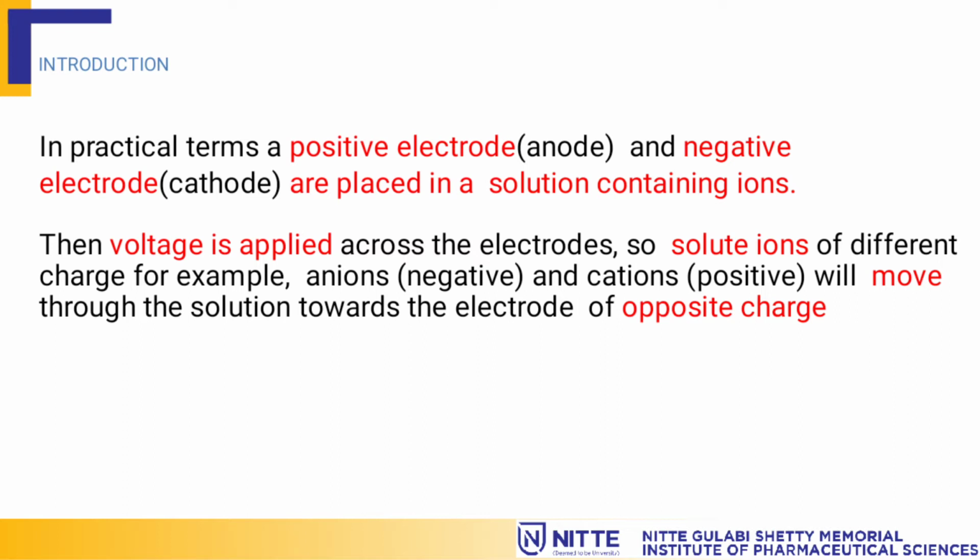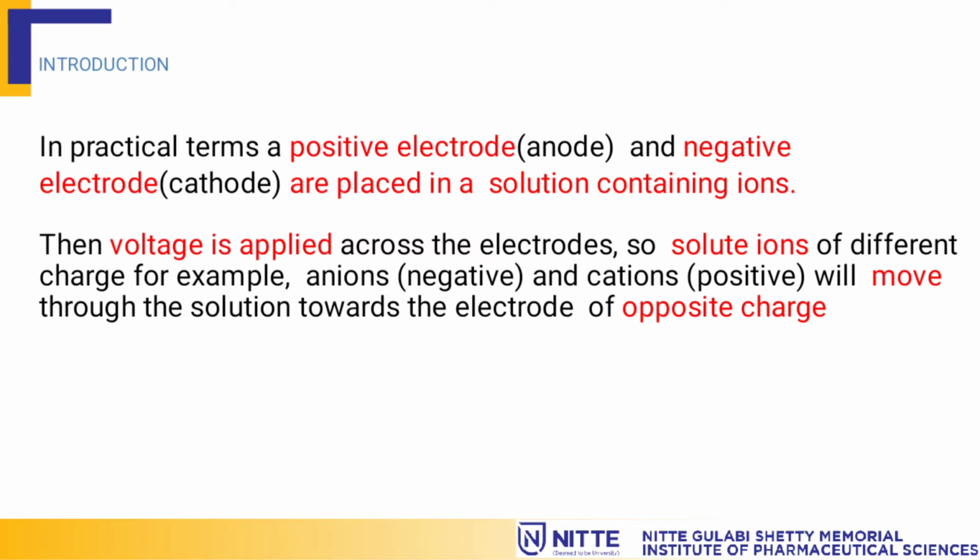So if we look into the practical terms, there is something called a positive electrode and something called a negative electrode, and that makes a cell. The positive electrode is the anode and the negative electrode is the cathode. These terms, anode and cathode, are often very confusing, as are what carries a positive charge, what carries a negative charge, and cations and anions.